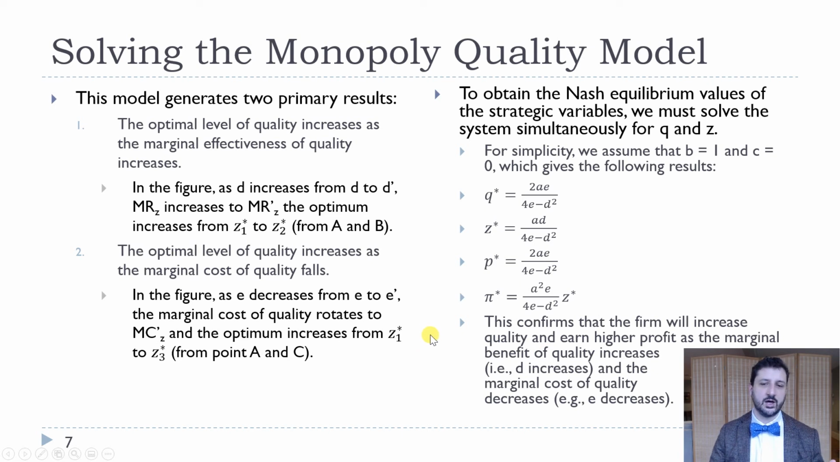So it's a nice little model. I don't think there's anything too surprising in its conclusions, but basically we're saying, as people want quality, firms will produce more of it, and as it gets cheaper to produce, firms will produce more of it.